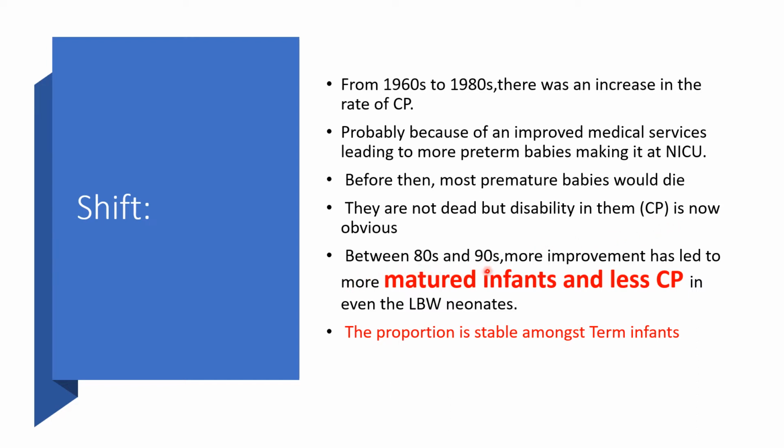Between the 1980s and 1990s, more improvement has led to more matured infants. Remember, I've said preterm birth is a very strong factor leading to cerebral palsy. Now, more matured infants are being born, meaning there will be less cerebral palsy, even when they have low birth weight. The proportion is, however, stable amongst term infants.